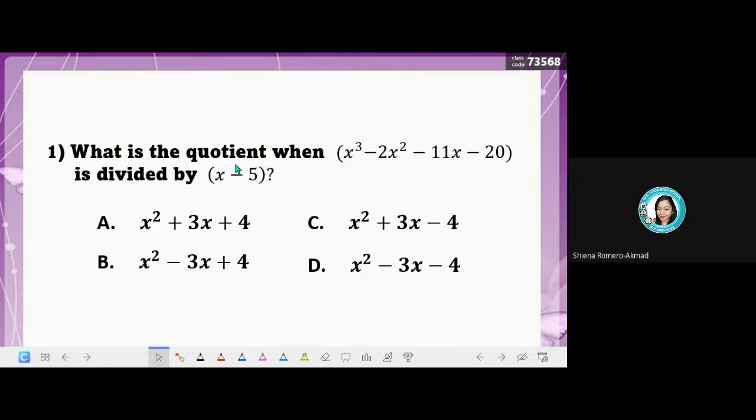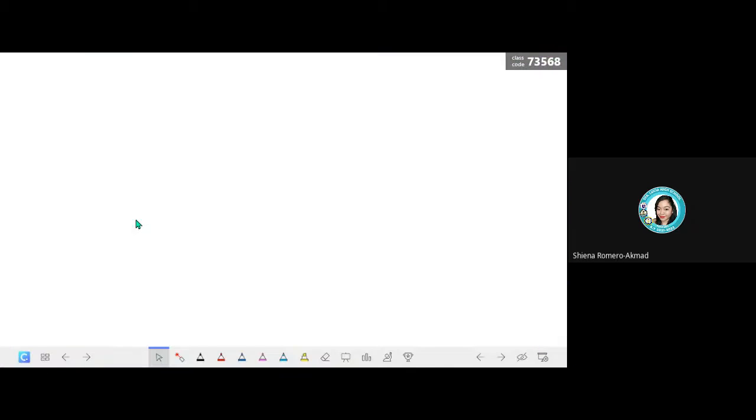Ano lang yung babalikan natin? Yung babalikan natin na konsepto ay yung dividing variables. So, like for example, I have x raised to 5 divided by x raised to 3. Another review. How do you divide variables? Ano yung ginagawa natin when dividing variables? Anyone? Paano ba tayo nagde-divide ng variables?